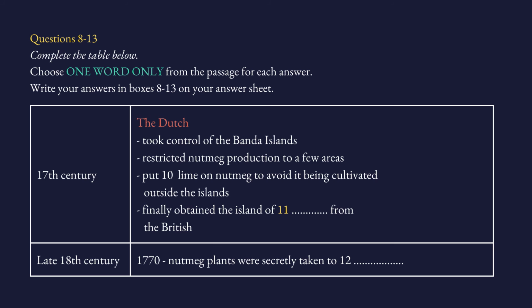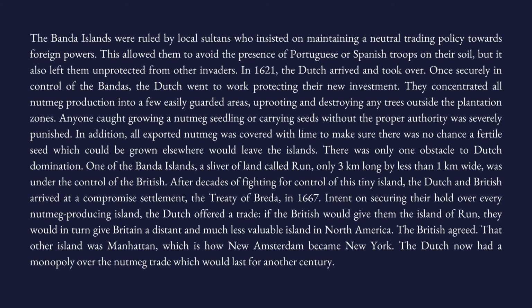Question 11. The Dutch finally obtained the island of we don't know what from the British. So basically, there is an island that the British apparently had control of, and then the Dutch could take over. What are the keywords? The Dutch obtained island, British, and of course 17th century. Don't forget this. We are still under this category. Again, the answer is somewhere close to the answer of the previous question.